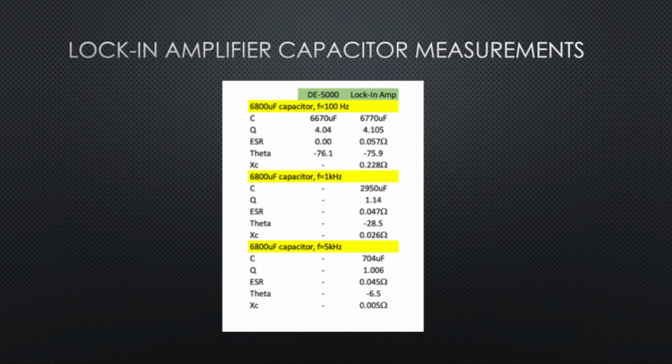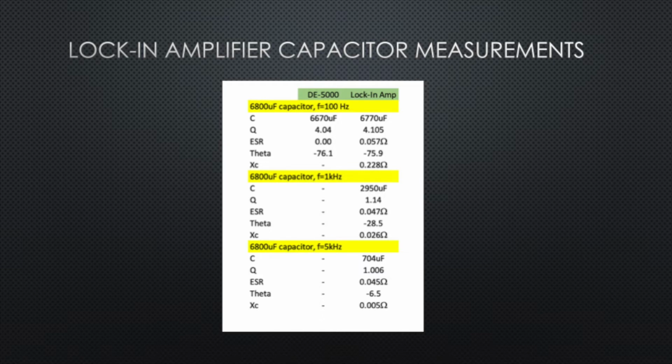Finally, at 5 kilohertz, the capacitance was down to 704 microfarad, 1/10 of what it should be. Q is now 1. ESR is about the same. Theta is minus 6.5 degrees as we measured earlier, and XC is now 5 milliohms, so it's basically a dead short at this frequency as far as capacitive reactance is concerned.